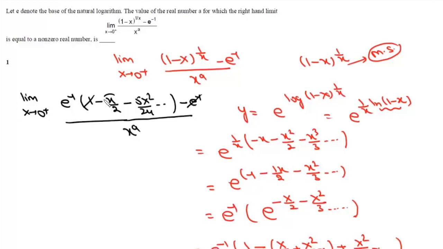Now minimum power of x in the numerator is 1. So this limit will have a non-zero real number answer if the minimum power in the denominator is also 1. That means value of a must be 1 in this case. So the value of real number a must be 1. And if it is 1, then answer to this limit will be minus 1 upon 2e.